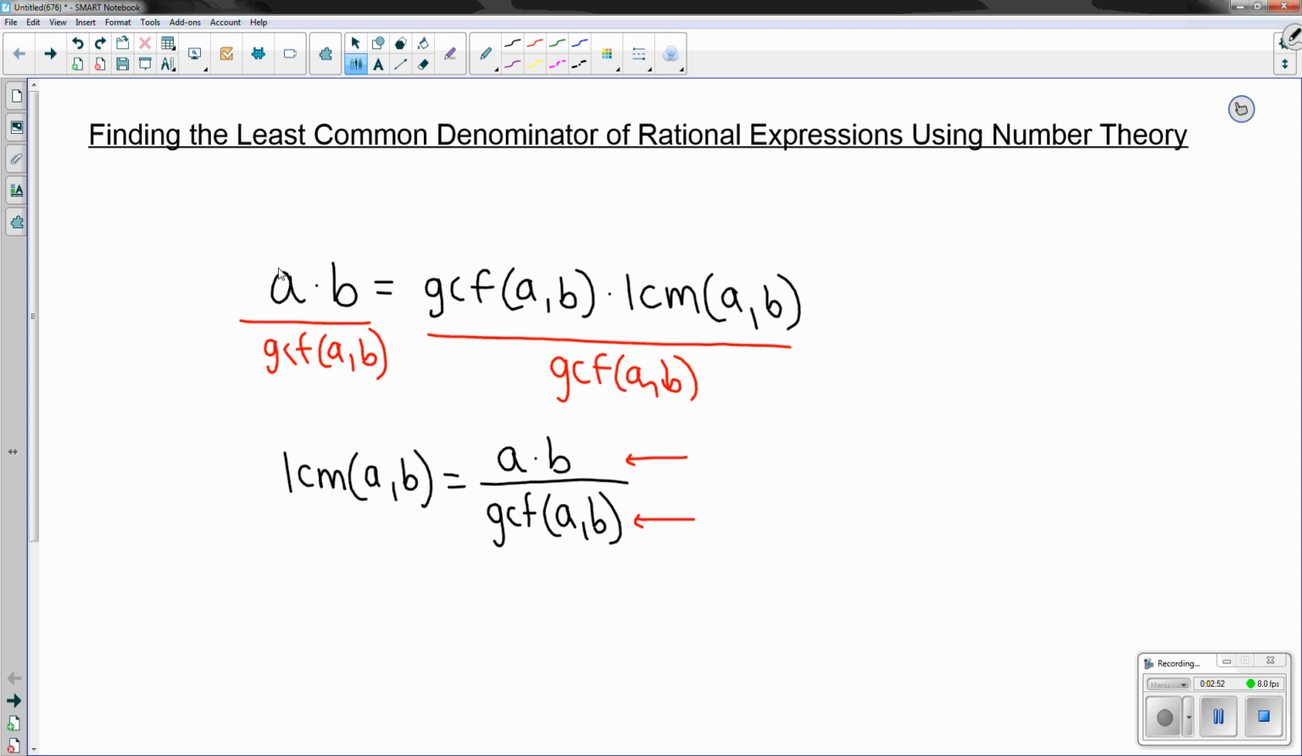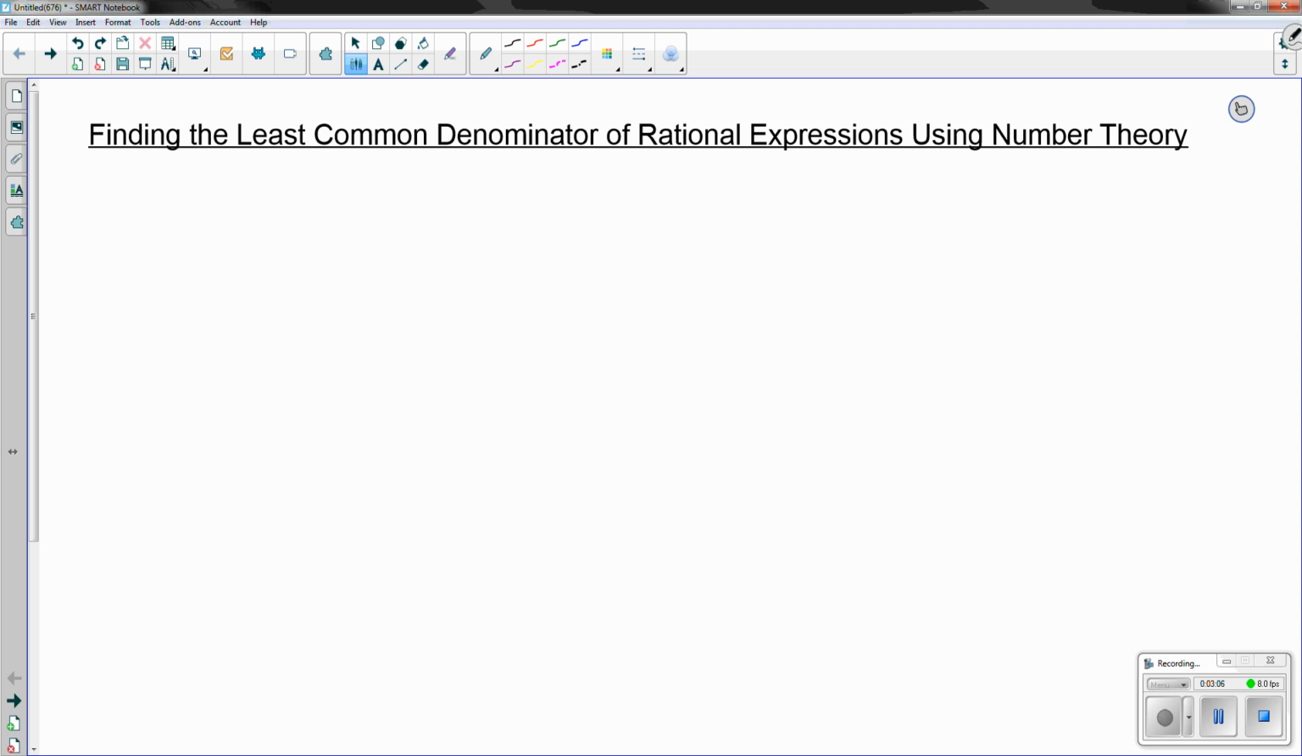Now, it must be noted that this equation is true for two things, A and B. So what if we have three different denominators, or three rational expressions, or I should just say more than two? If you have A, B, and C that you're looking at, and you want to find an LCM amongst those and still use this number theory part, choose two. Say we work with A and B, and we find the LCM. Then we'll rename that LCM A prime. And let's call C our B prime.